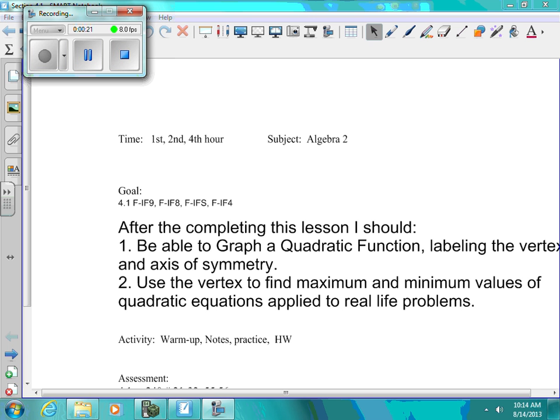So at the end of this lesson, you should be able to graph a quadratic function, label the vertex and axis of symmetry. Use the vertex to find the maximum and minimum values of quadratic equations applied to real-life problems.